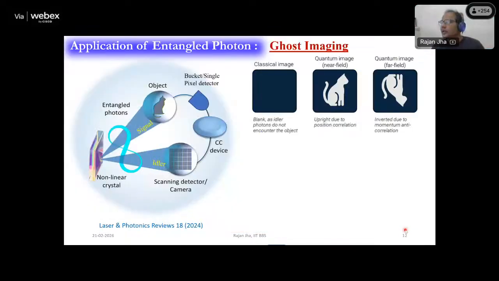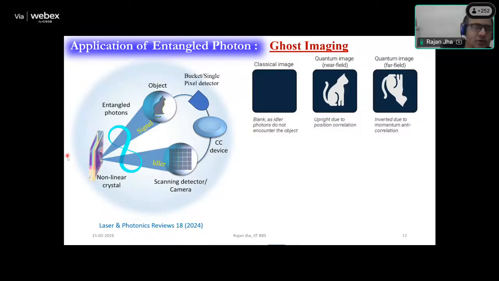Okay, so then we come to some of the imaging part, or some of the applications of quantum entangled photons: sensing and imaging. One imaging application of entangled photons is called ghost imaging. The word itself suggests a ghost, something you can't see and still you can image. So this is again a standard nonlinear crystal.